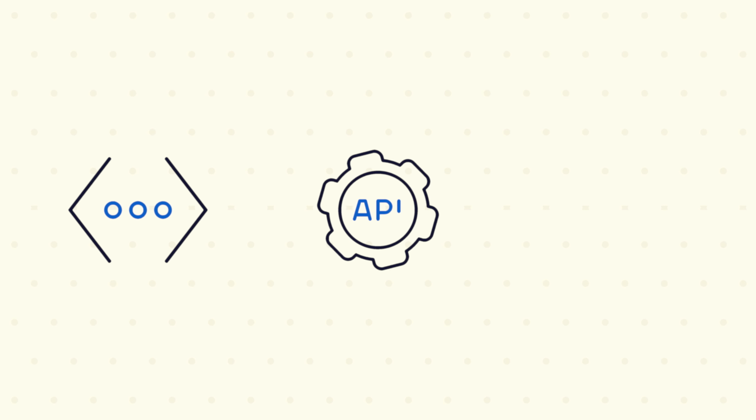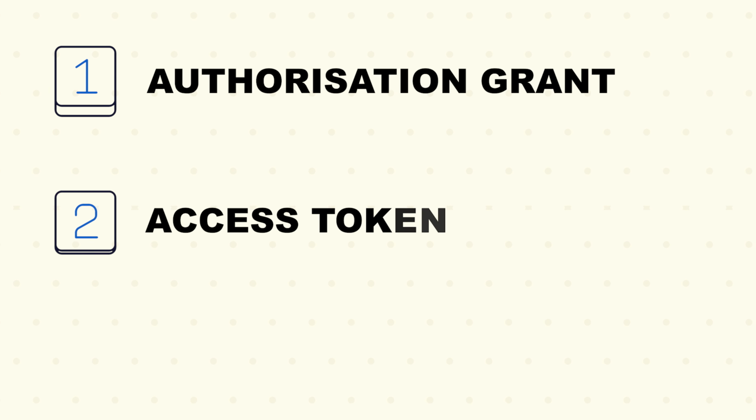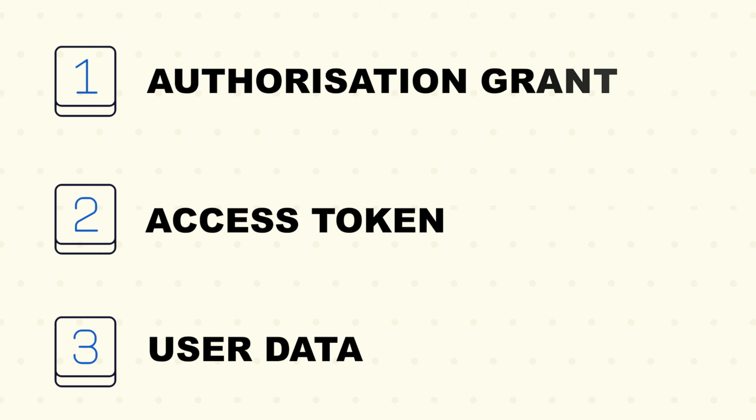Now to really understand this flow, we need to understand the three key players in the scenario. Like you saw in the illustration, we have the application, the API, and the user. And all the communication happens between these three entities. And if you look from a bird's eye view, there are three main steps that happen between these three entities. We get an authorization grant, we get an access token, and we get the data that we want to get. Now let's go back to that illustration and go deeper into each of these steps.